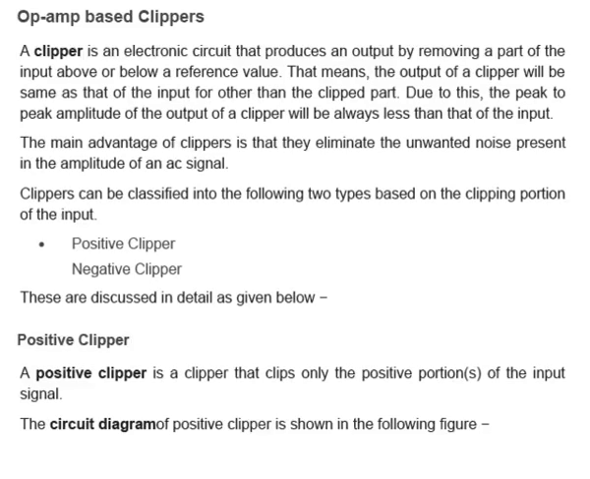Clippers can be classified into two types based on the clipping portion of the input circuit signal. One is called the positive clipper and the other is called the negative clipper. These are discussed in detail, which I will show you below. First one is the positive clipper.